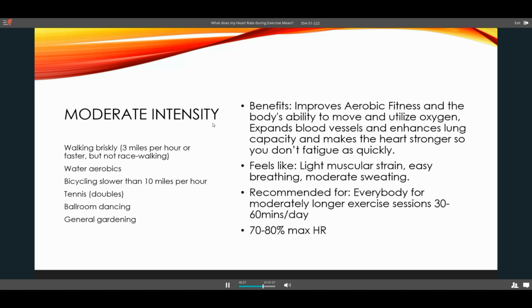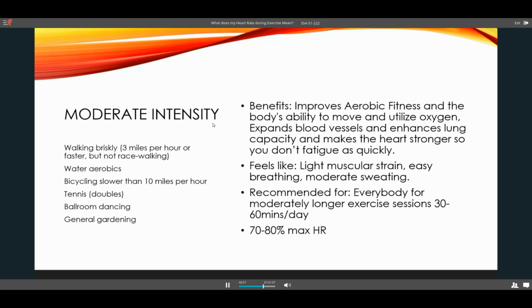So this is going to be the zone where we're going to improve our aerobic fitness and the body's ability to move and utilize oxygen. It's also going to help expand the blood vessels over time and enhance your lung capacity. It's going to make the heart stronger so you don't fatigue as quickly. It's also going to help improve the heart's pumping ability as well.